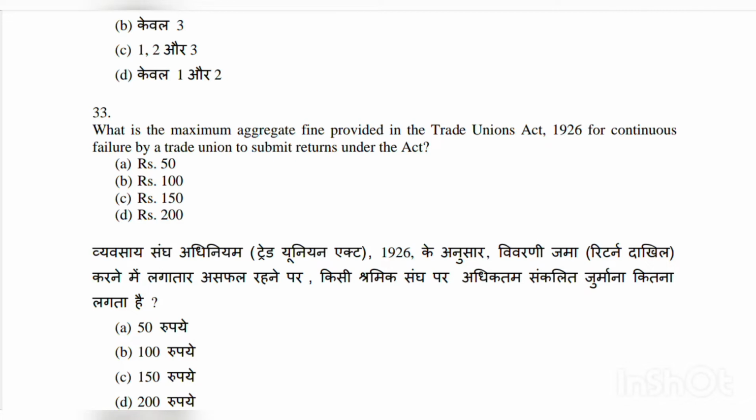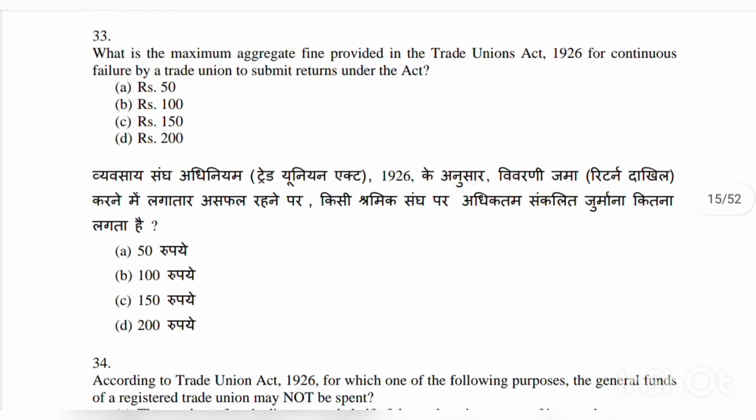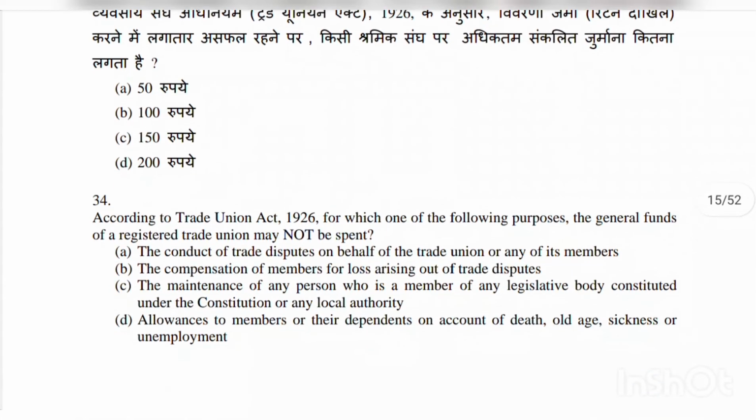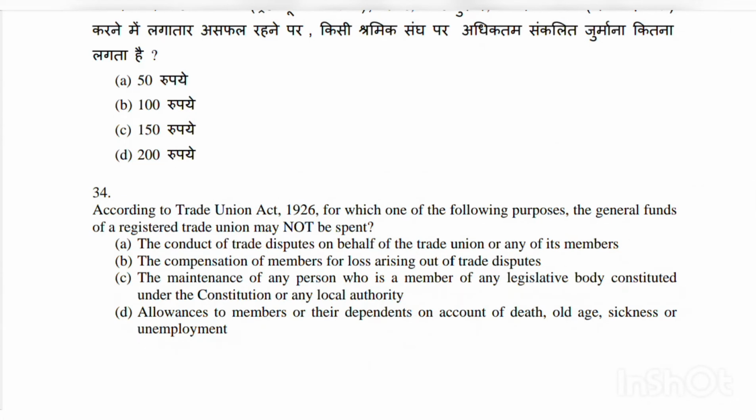A trade union must pay rupees 5 on a weekly basis and a maximum of rupees 50. According to the Trade Union Act 1926, for which one of the following purposes may the general fund of a registered union not be spent? That is the maintenance of any person who is a member of a legislative body constituted under the constitution or of a local authority. The answer is C.